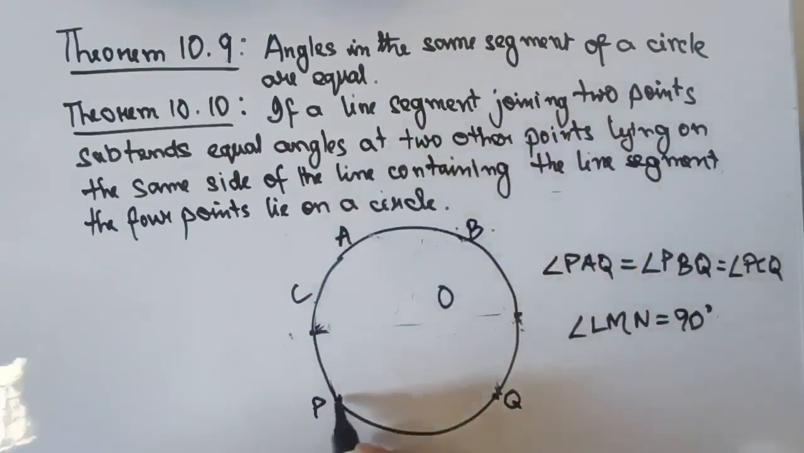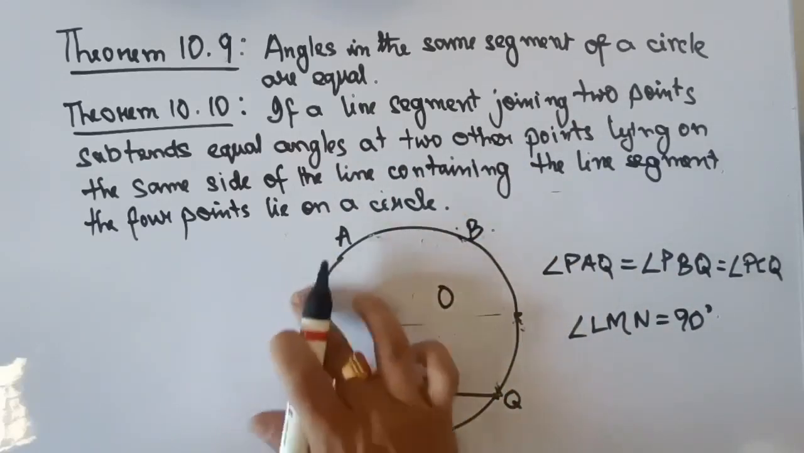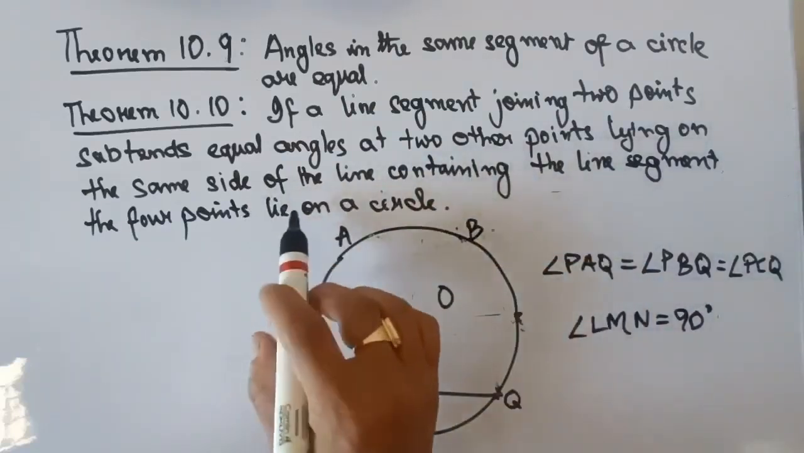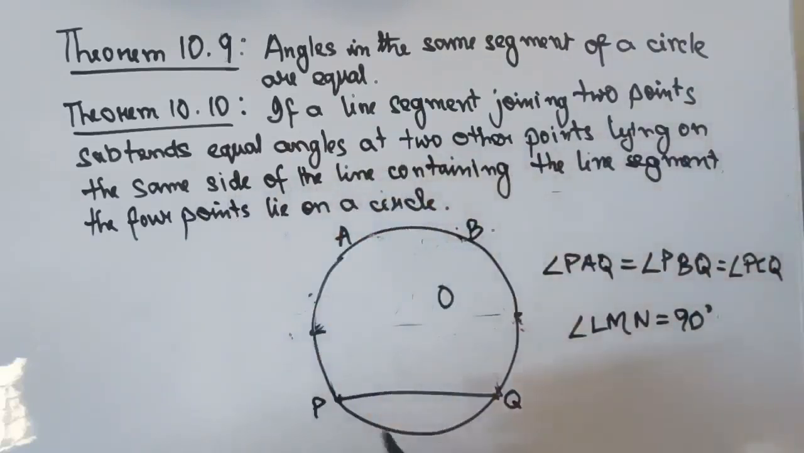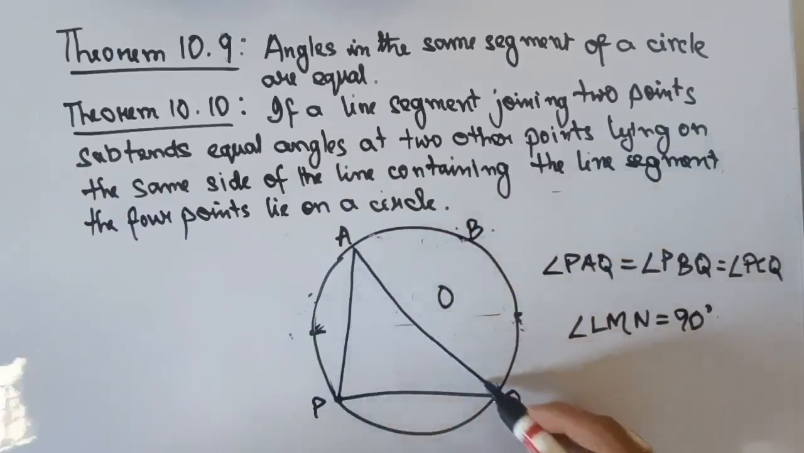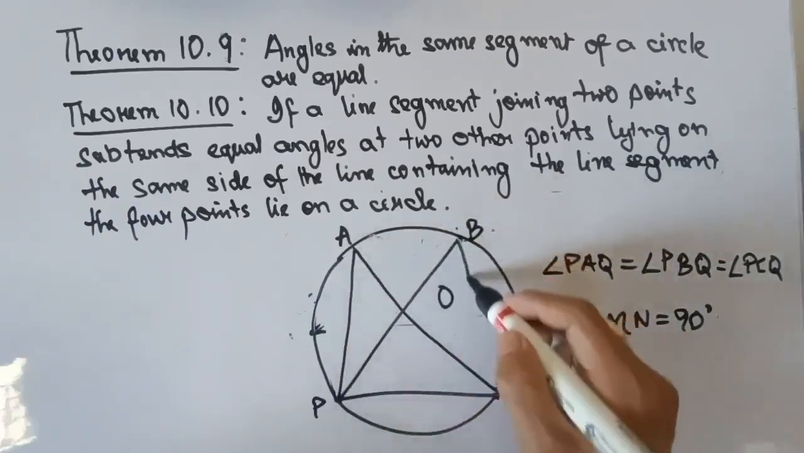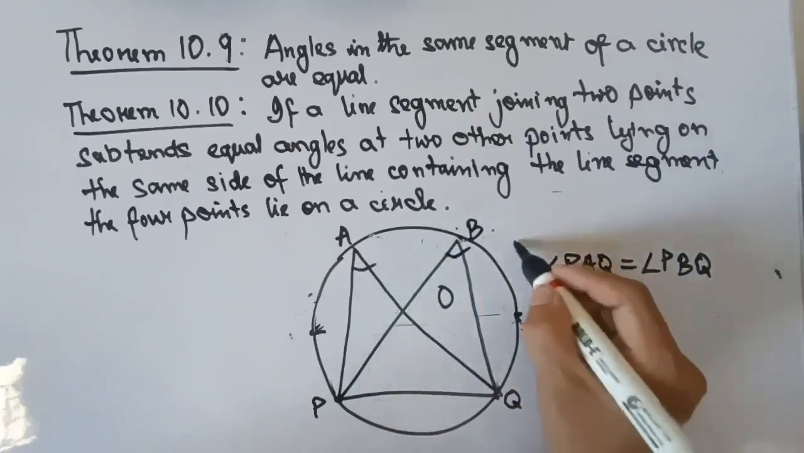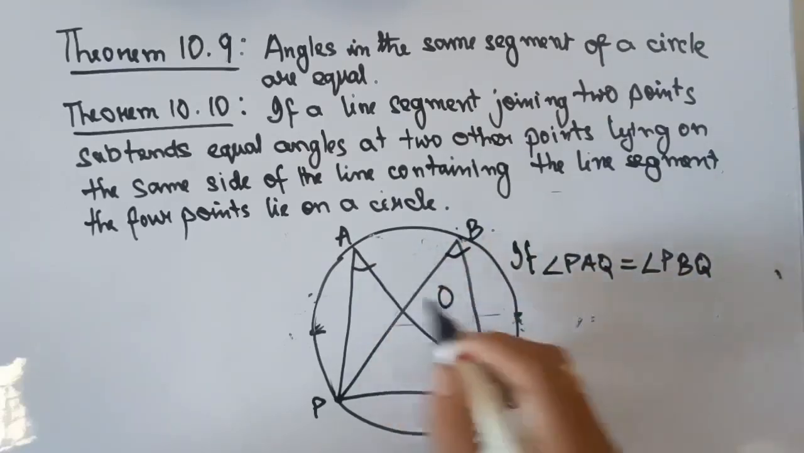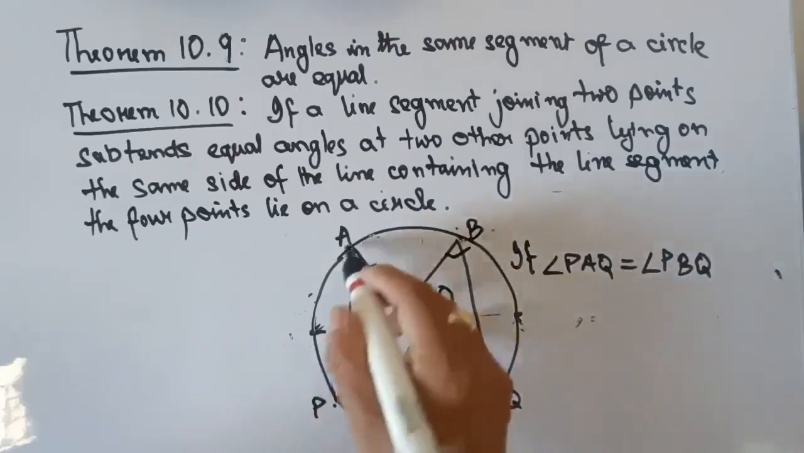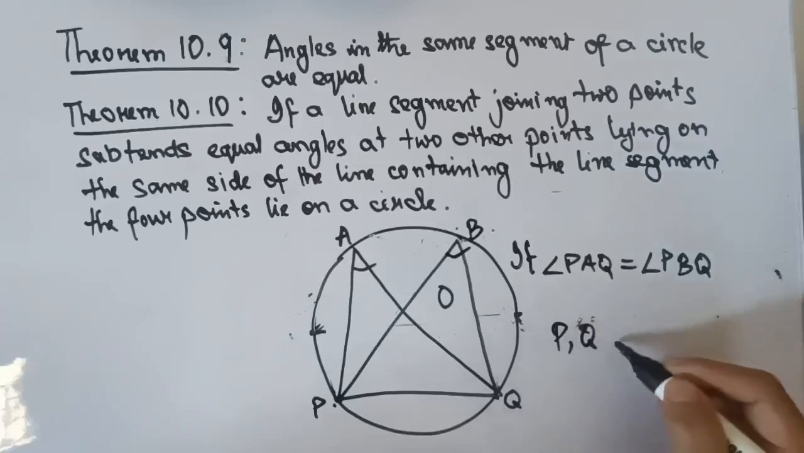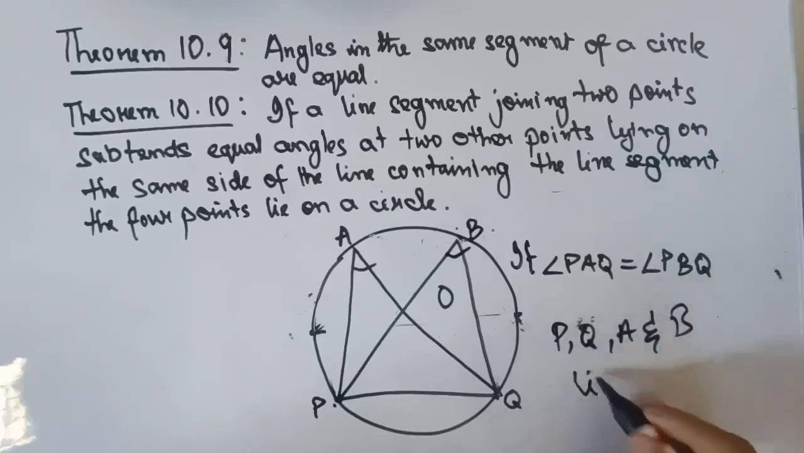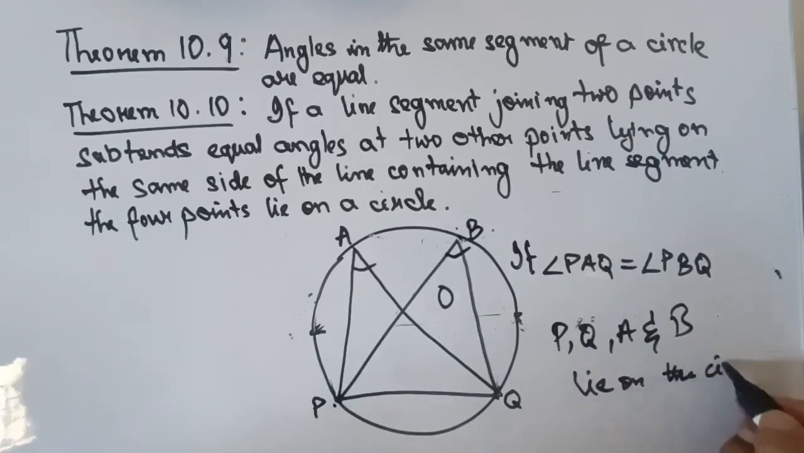So if a line segment joining 2 points, that is points P and Q, subtends equal angles at two other points lying on the same side of the line containing the segment, that is angle PAQ and PBQ are equal, then the 4 points, that is P, Q, A and B, lie on the circle. This is the converse of theorem 10.9.